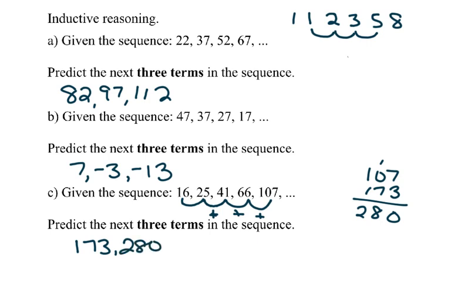Now we want to take 173 plus 280 to get the next number in the sequence. 3, 15, and that is 4. So the next number would be 453. So this is the Fibonacci sequence, which is recursive. It's based on the previous two entries being added together.